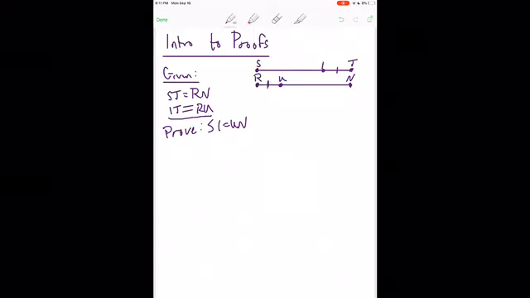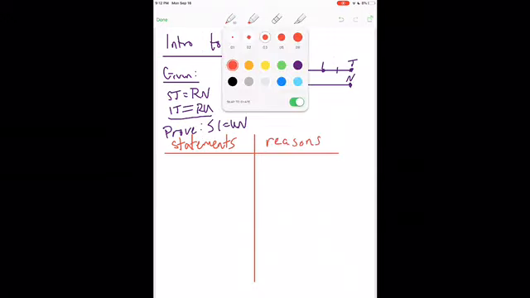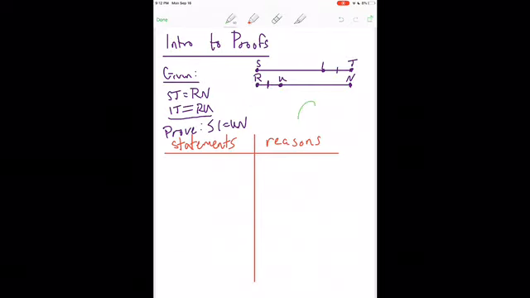Whenever we set up a proof, we start by creating this T-chart. On the left side, we have our statements. Statements are just facts that we write down that we know have to be true. And we know they're true based on our right column. Our right column is called our reasons. What kind of stuff goes into our reasons? Our reasons are our properties.